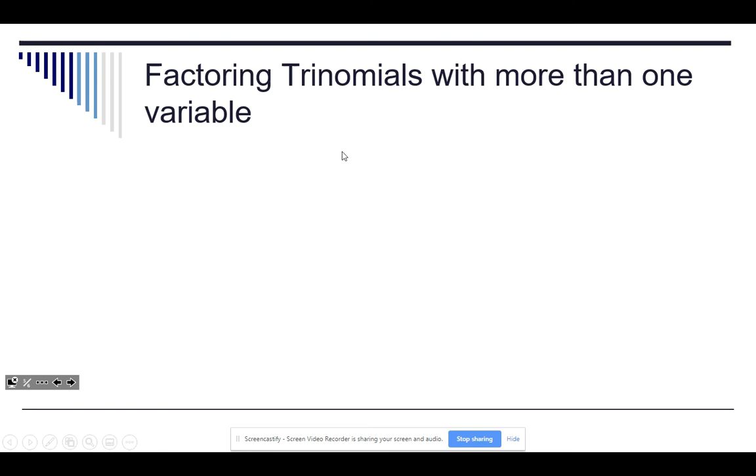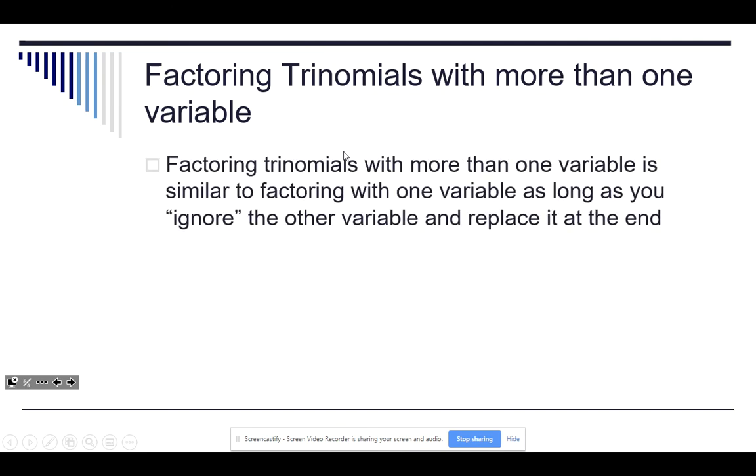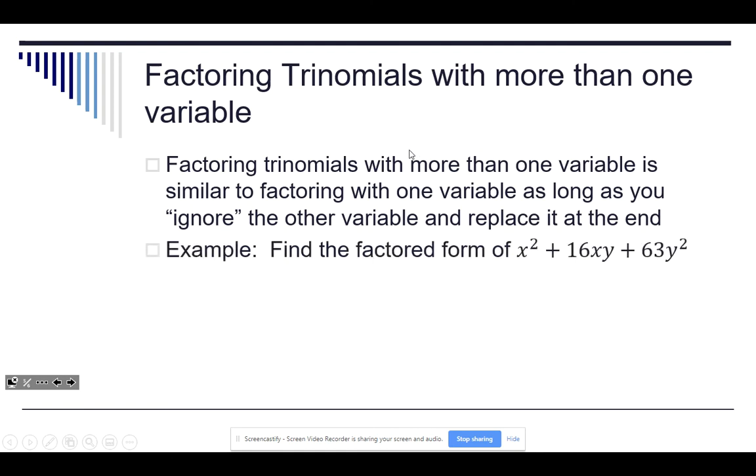Factoring trinomials with more than one variable is a rare occurrence, but it could happen. It's similar to doing it with one variable. You have to ignore the other variable and you replace it at the end. Here's an example. Finding the factored form of x squared plus 16xy plus 63y squared. For the time being, I'm going to ignore the fact that the y is there, and I'm going to factor this like it's x squared plus 16x plus 63.